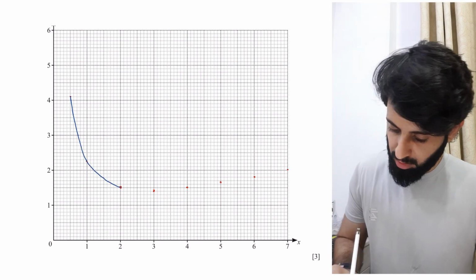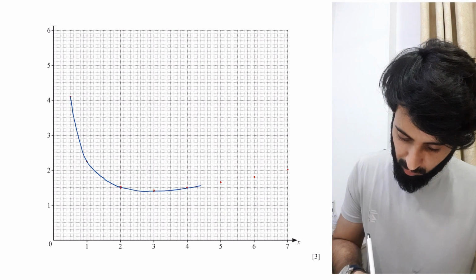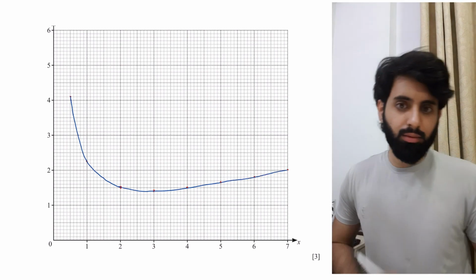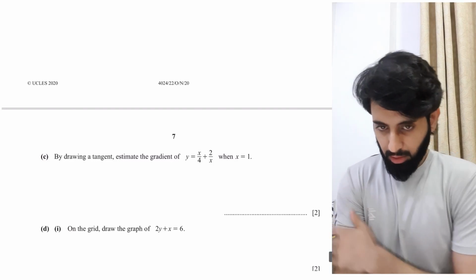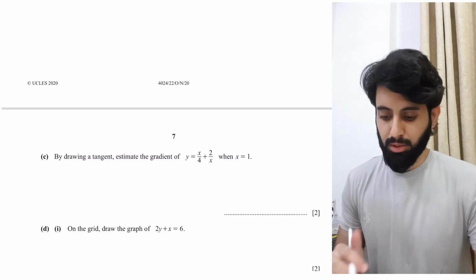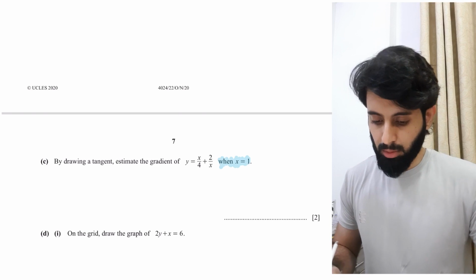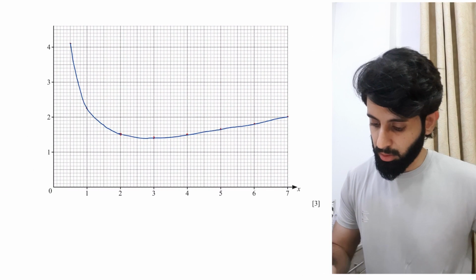Okay, not bad. By drawing a tangent, estimate the gradient of the curve of y equals x upon 4 plus 2 upon x, where x equals 1. So the tangent that the question is talking about will be drawn when x is equal to 1. Let's do just that. Let's make a tangent at x equals 1.